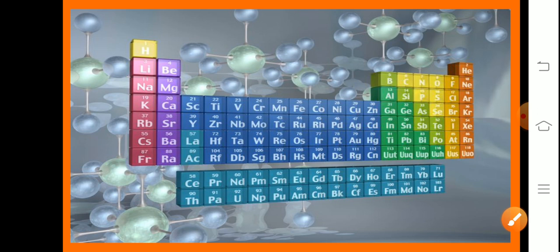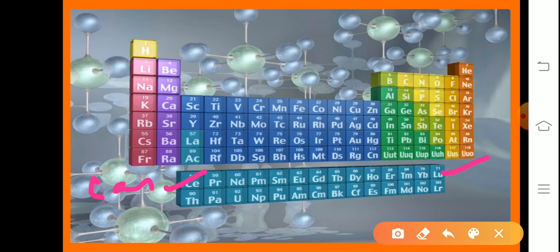Down the periodic table, 4f elements starting from cerium to lutetium are called lanthanides. Next, 5f elements starting from thorium to lawrencium are called actinides, right? You know very well, they belong to f block elements.